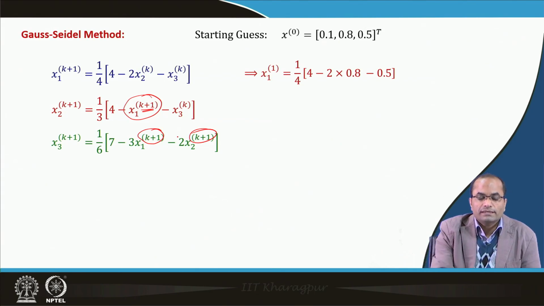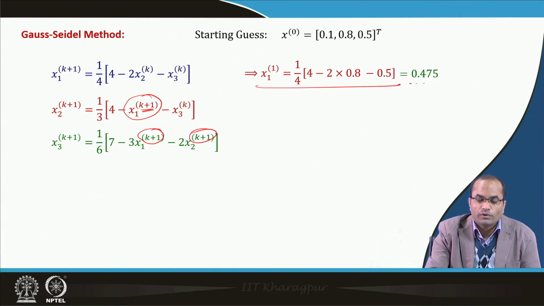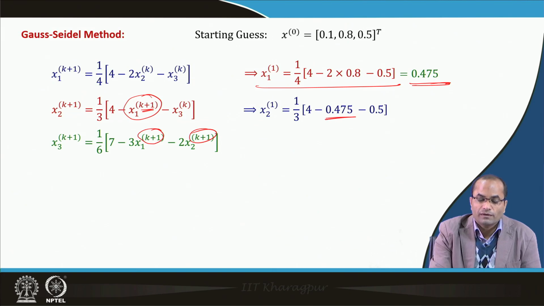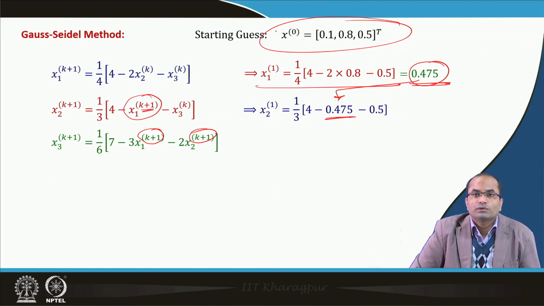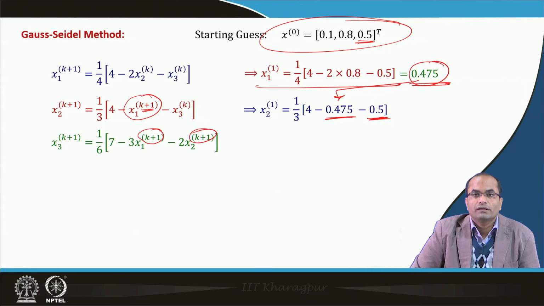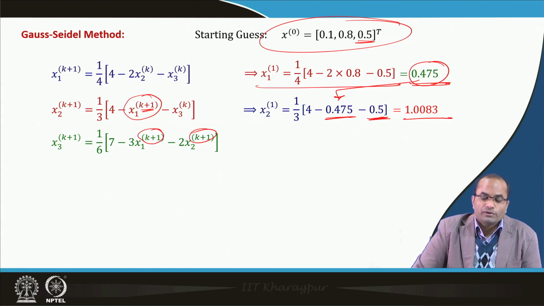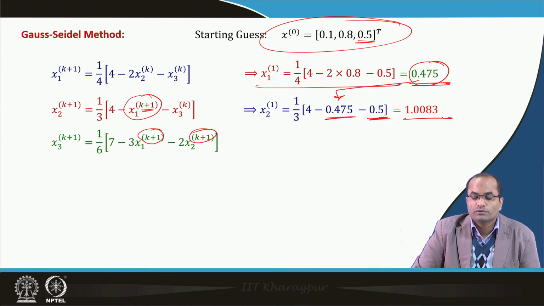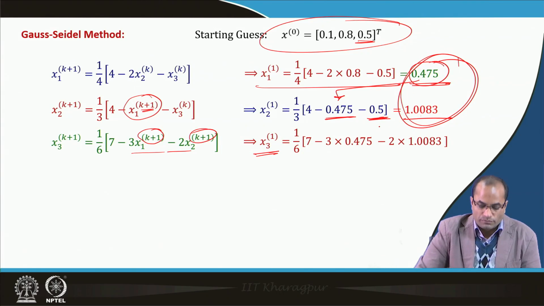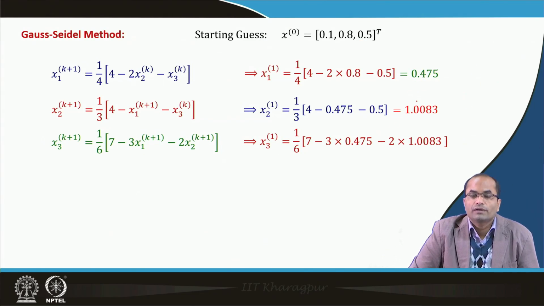So, starting with this guess, the same evaluation as in the Jacobi, 0.475, and then the next one there will be a change here, that x1 now will use this value instead of the value from the 0th iteration or the initial guess, and this 0.5 naturally will come from this initial guess because it is not available yet, and the value is 1.0083. For x3, x1 and x2, both the values will be used now from this iteration which we have already evaluated.